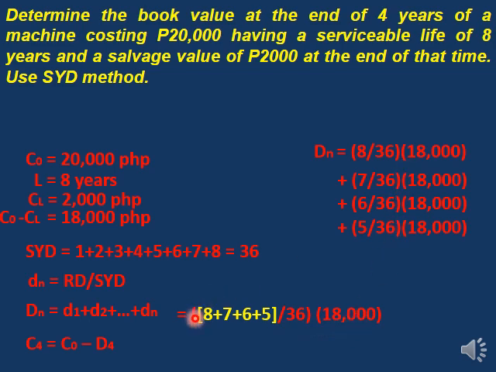We can simply add all the years digit in reverse and then divide by the sum of the years digit, multiplied by the cost of service. And then the total depreciation is 13,000. Then we can compute the book value by deducting 13,000 from the initial cost of 20,000. So we have 7,000 pesos.